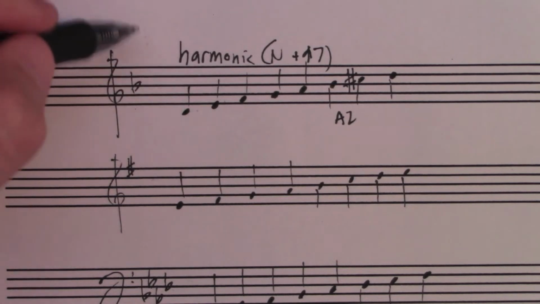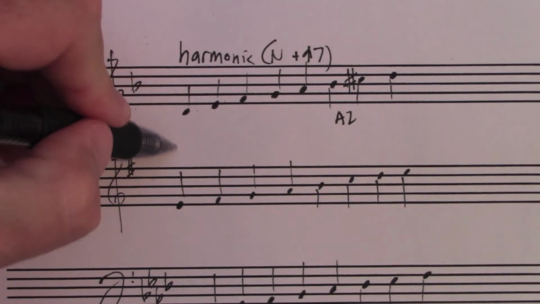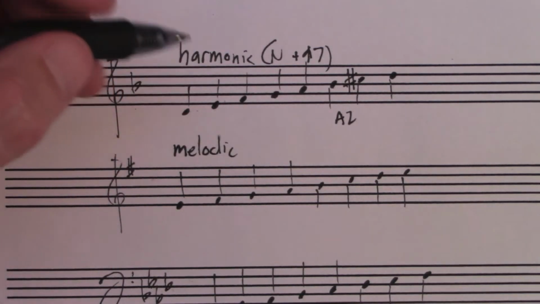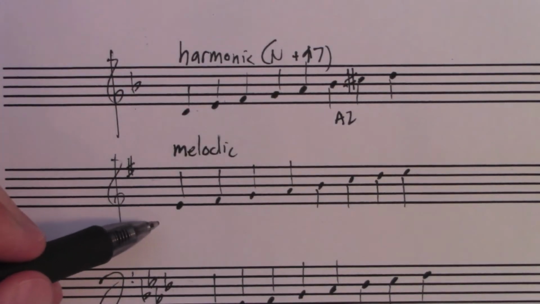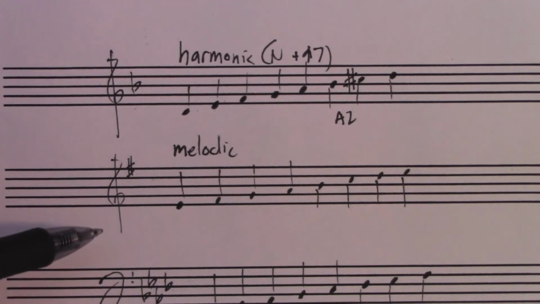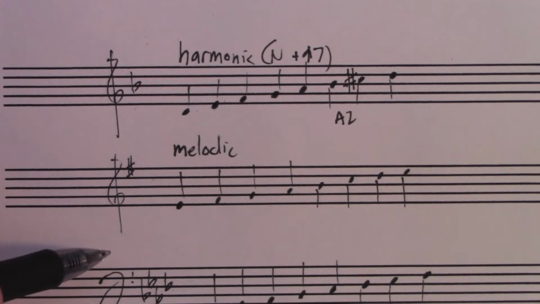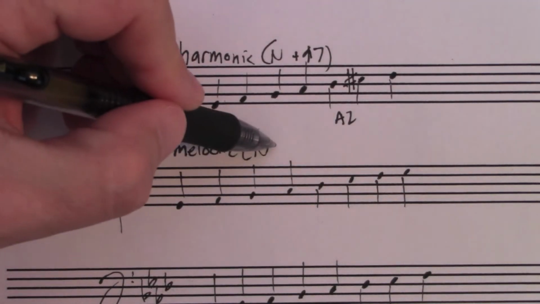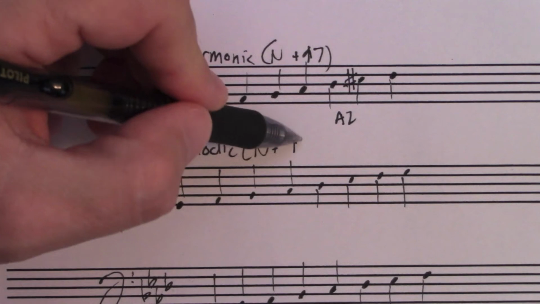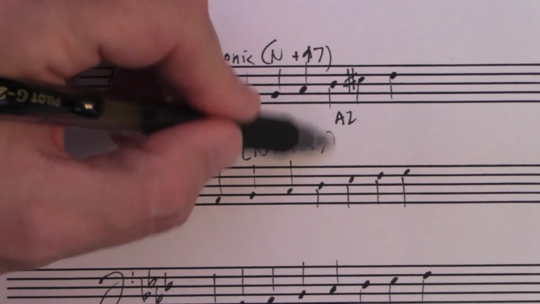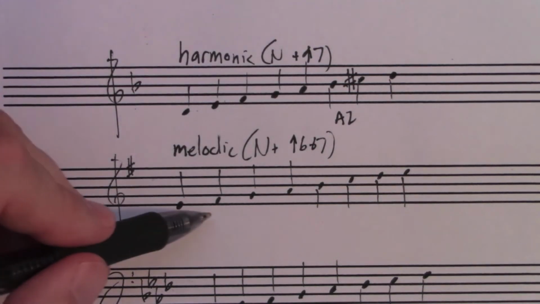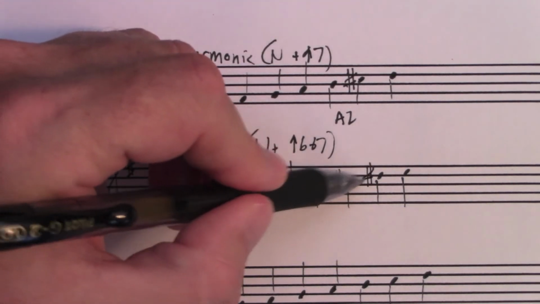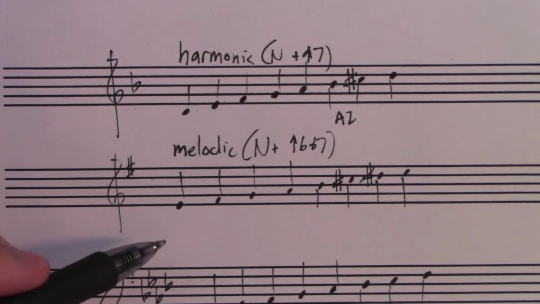The other one, we have natural, we have harmonic, we have melodic. So what we have here is natural minor, in this case E natural minor. Melodic is natural minor, and you raise 6 and 7. 1, 2, 3, 4, 5, 6, 7. Sounds like this.